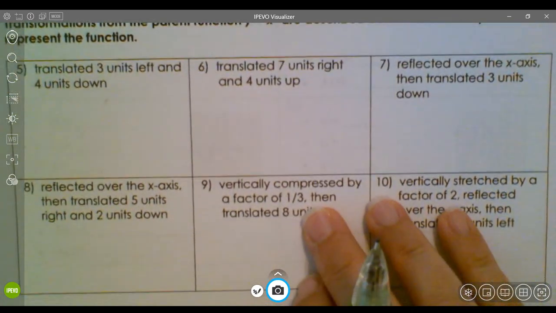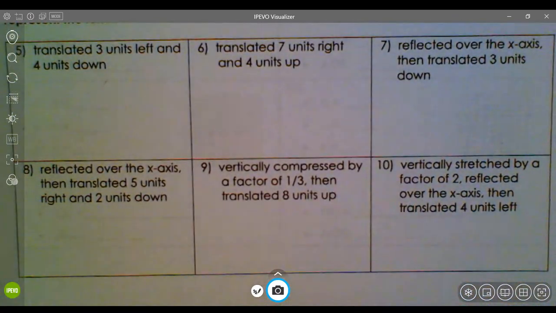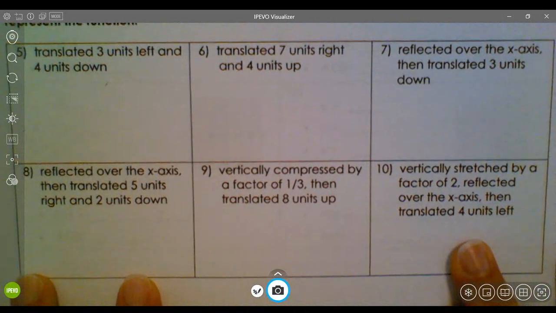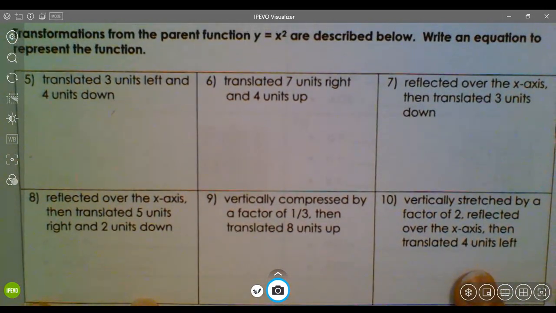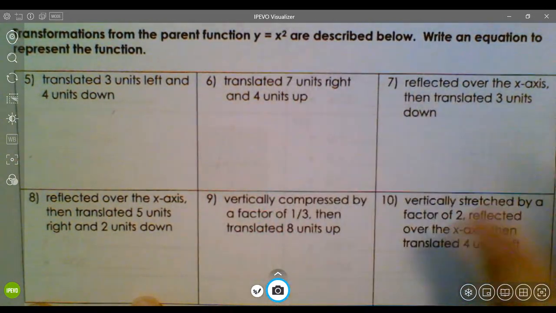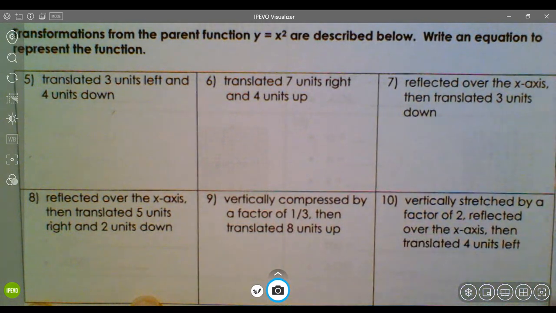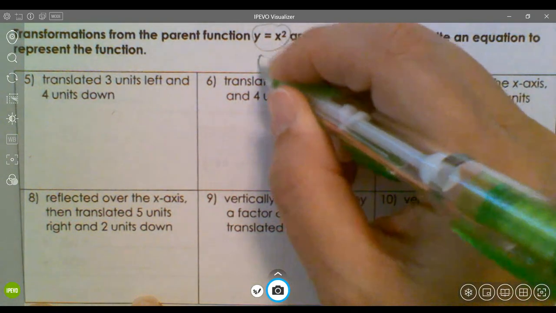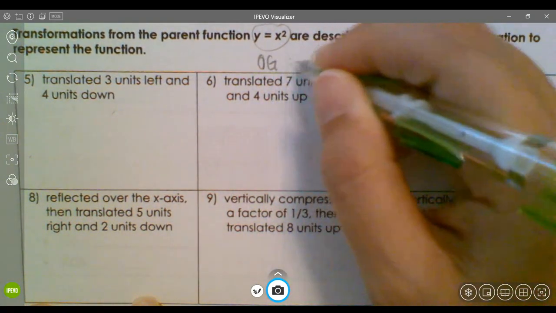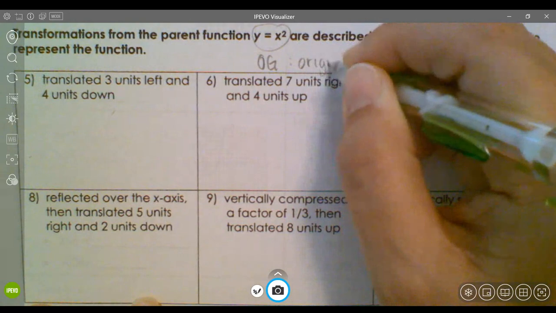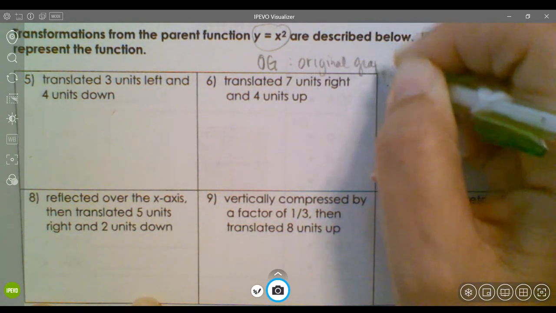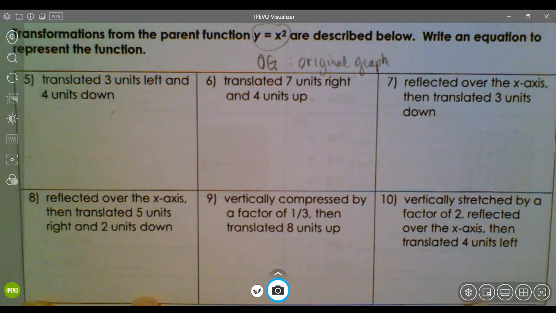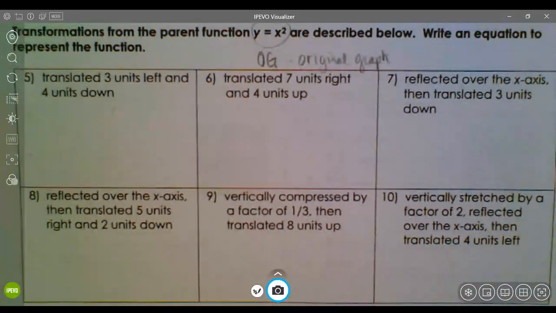So in the previous problems, I gave you a function and I asked you to give me the transformations. Now I'm going to give you the transformations and I want you to give me the function. And the parent function, the original function is x squared, okay? This is my parent function. I call it my OG, original graph. Okay, it's the parent. It's the one that everything is based on.